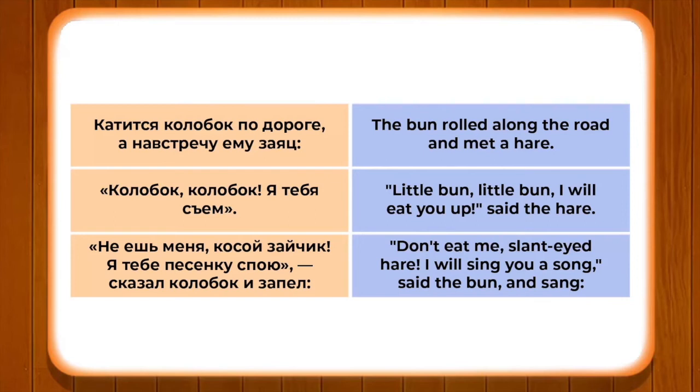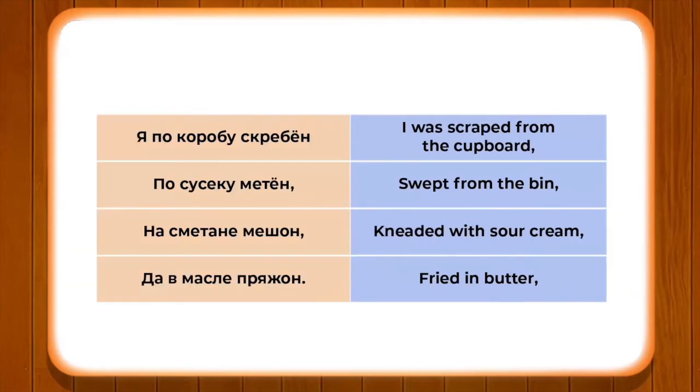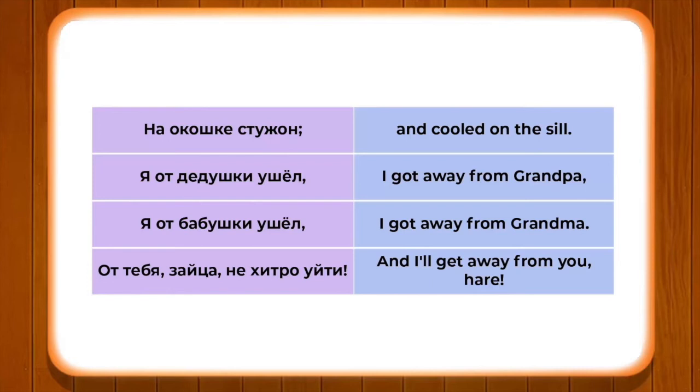So the song comes like this: Я по коробу скребен. That means I was scrapped from the cupboard. So now he is telling his story that I was scrapped from the cupboard. По сусеку мечен. That I was swept from the bin. На сметане мешен. That I was kneaded with sour cream. На окошке стужен. Да в масле прижен. That means I was fried in the oil. And на окошке стужен. That means I was cooled on the windowsill. Я от дедушки ушел. That means I ran away from the grandfather. Я от бабушки ушел. I ran away from the grandmother.